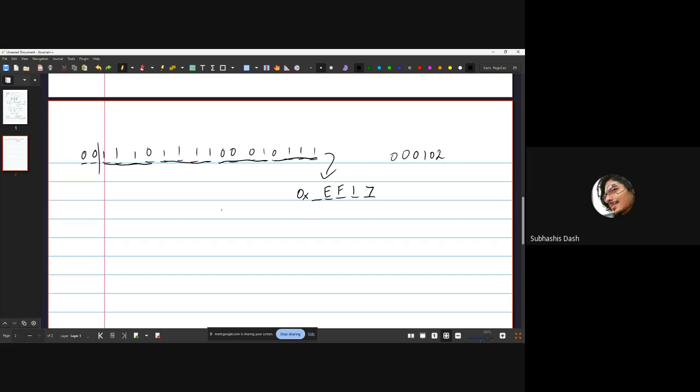So in a similar way, if you have a binary number, you can add as many zeros to the front as you want. It won't change the meaning. So we can just simply pretend that there are 2 zeros over here. And using that, what will the number be finally? 0. That is correct. So finally, this whole binary number translates to 0x0EF17.